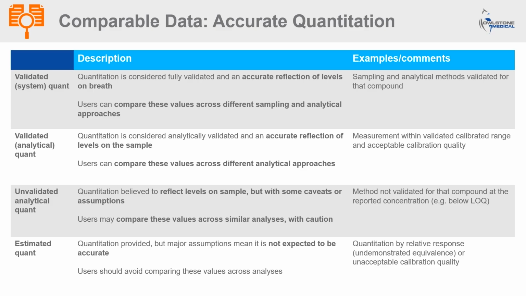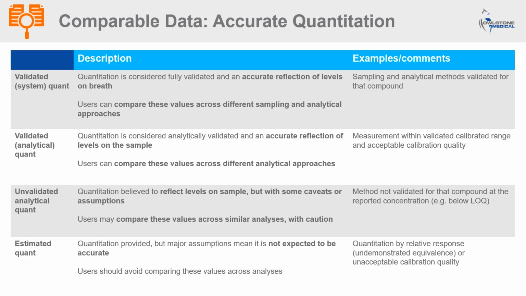So the top level presented here is validated system level quantitation, meaning that for a given compound, the entire measurement platform from sampling right through to analysis has been validated for its quantitative output. Now, this level is difficult to achieve, especially for a broad spectrum of compounds. The second level down is validated analytical quantitation.